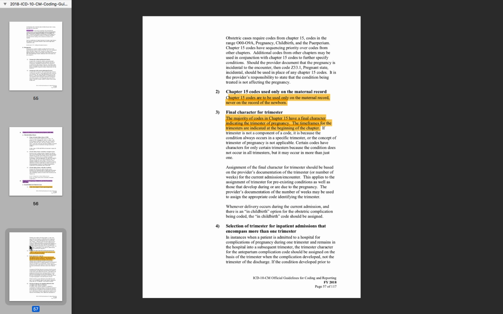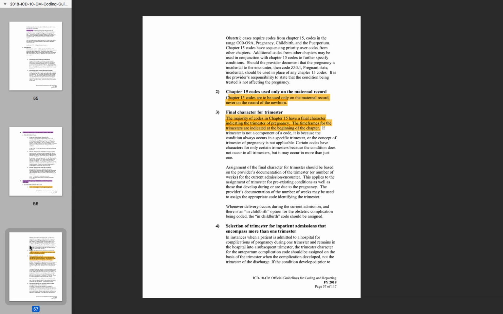The final character for trimester. The majority of codes in Chapter 15 have a final character indicating the trimester of pregnancy. This could be a quick tip if you're on a test and you see that it has the wrong trimester on there. The time frames for the trimesters are indicated at the beginning of the chapter.